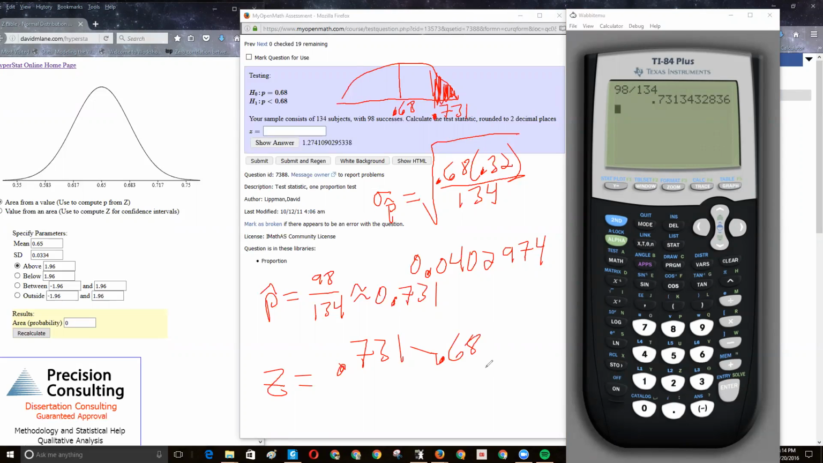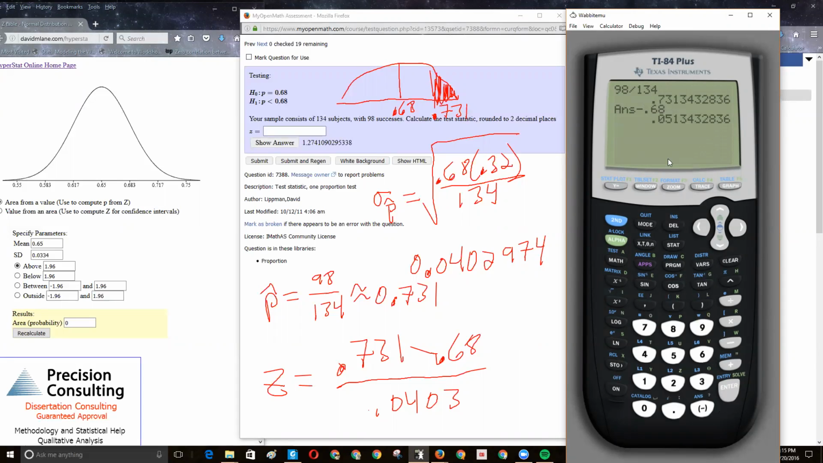To get the z-score, the test statistic, I'm going to do that p hat number minus our hypothesized center, over the standard deviation for this hypothesized center. I'll write that. Now, as you see, I'm not going to do too much on my calculator on this. I'm going to subtract 0.68 from the p hat number.